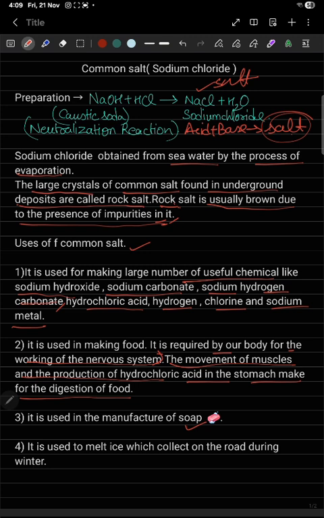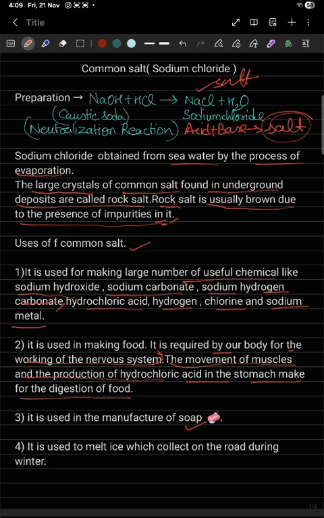And the fourth point is that it is used to melt ice which collects on the road during winters. In the northern places, or at other places where ice collects, we just melt it with the help of salt. So salt just defreezes the structure, that means it just melts out. So it is very useful for us, and for other countries also. So this is if required in a sufficient amount.